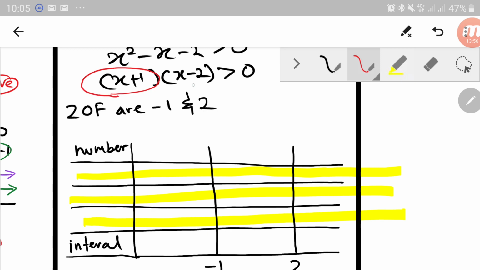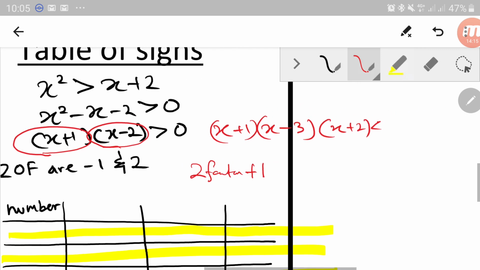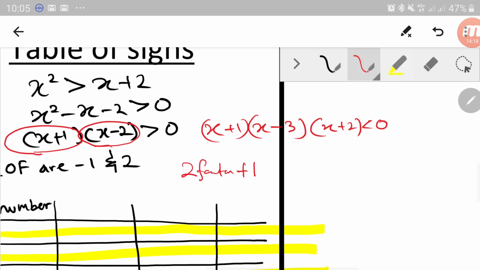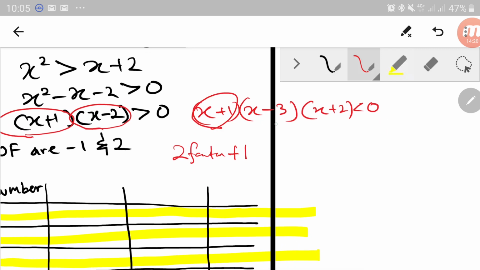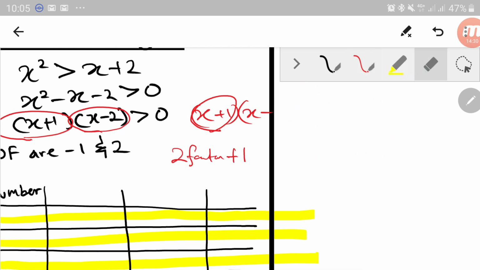So over here we have one factor, we have two factors. So 2 factors, we plus 1. If there are 3 factors, for example, x plus 1, x minus 3, x plus 2, maybe less than 0. So in this case, how many rows do we need to decide? 1, 2, 3. 3 factors plus 1. So this is just an example. So I just rub it off.